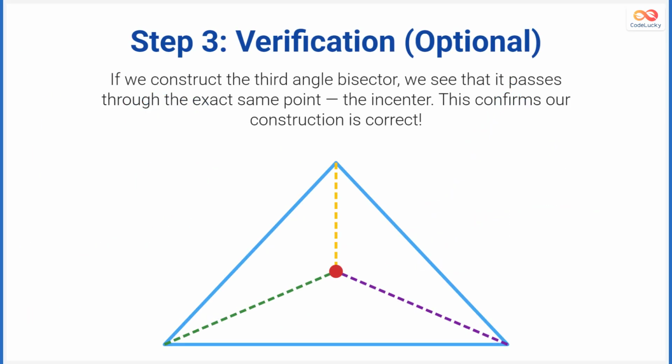Just to be certain, we can perform a verification step. If we draw the third and final angle bisector, for angle C, you will see that it also travels through the incenter. The fact that all three bisectors meet at the same point confirms that our construction is accurate.